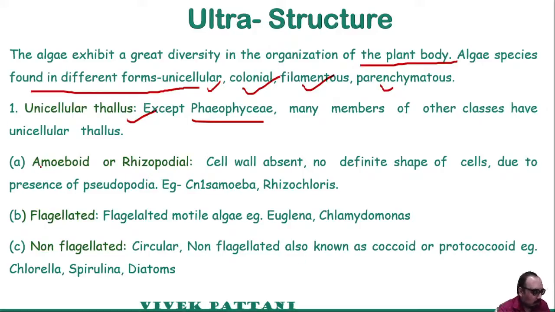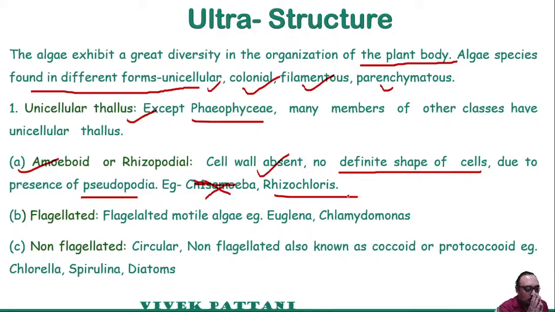It also contains subtypes which include the amoeboid and rhizopodial type of thallus, where a cell wall seems to be absent and there is no specific or defined shape of the cells due to the presence of pseudopodia. An example is Rhizochloris. So they do not have a definite shape because they have pseudopodia.